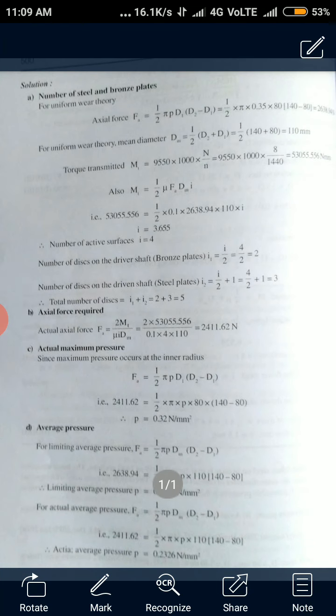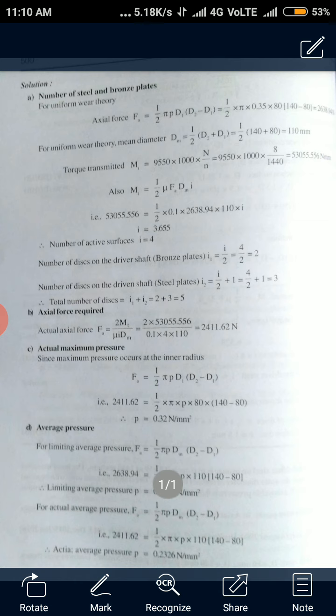Now, so what do we do here? We'll calculate the Fa based on the uniform wear theory. Fa equals 1 by 2 pi p d1 into bracket d2 minus d1. Substituting that, we'll get an Fa value of 2636.9 something. Then for uniform wear theory, mean diameter dm equals 1 by 2 bracket d1 plus d2, we get 110 mm.